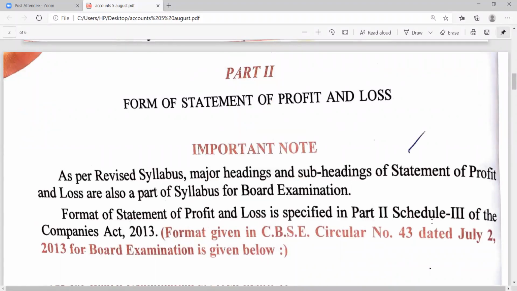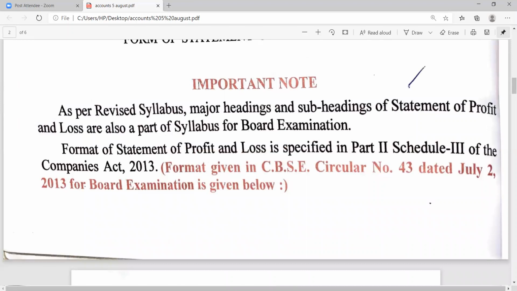Please be careful. It is not a profit and loss account as in the case of sole proprietorship and partnership, where a profit and loss account is prepared. But in the case of a company, instead of a profit and loss account, the statement of profit and loss is to be prepared. One more important point, as per the revised syllabus, the format is also given to us. The format is specified in Part 2, Schedule 3 of the Companies Act 2013.